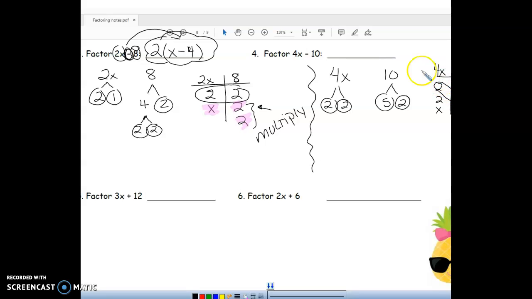I have 2's left over, so they go on the outside of my parentheses. This one now I have a 2 and an x. What did we do over here? We multiplied, so what's 2 times x? Just 2x. This is a subtraction, so I copy that over, and left on this side is a 5.